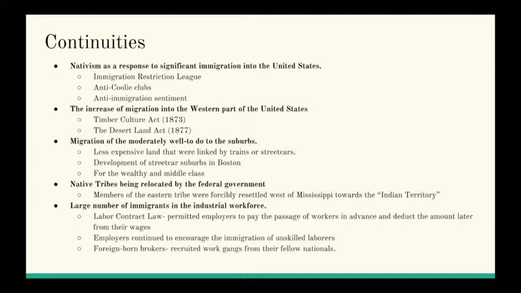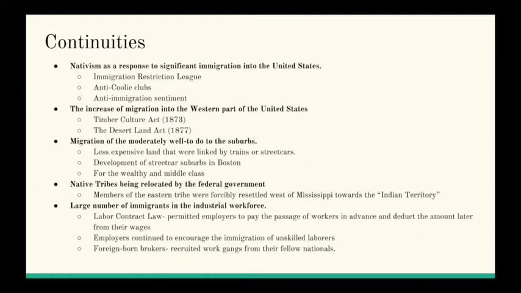Now starting off with my continuities. One continuity is the nativism that was met with significant rise in immigration. Since the era had a large influx of immigration, large anti-immigration sentiment arose, along with nativism. Groups like the Immigration Restriction League and the Anti-Coolie Clubs emerged.